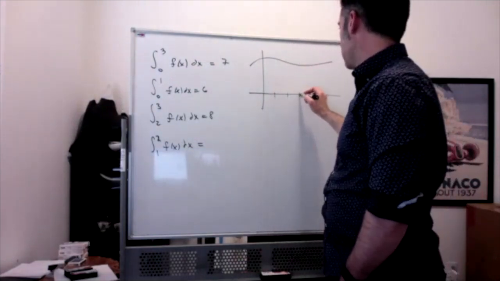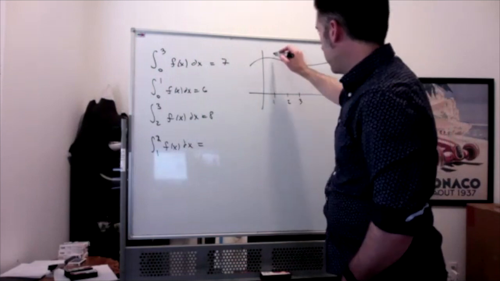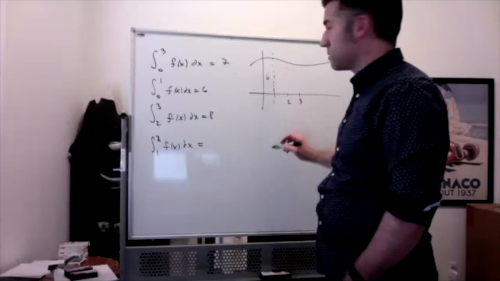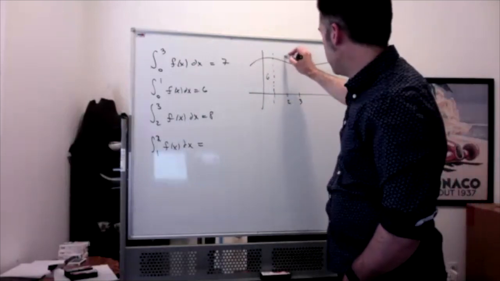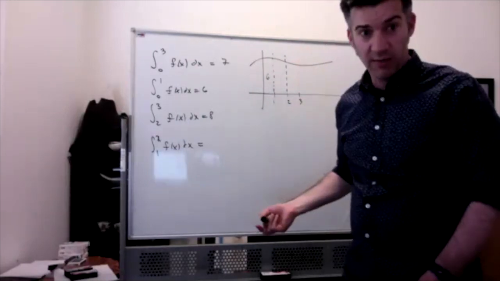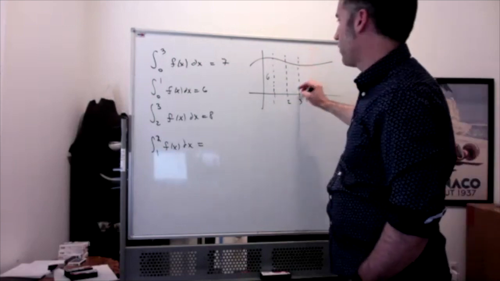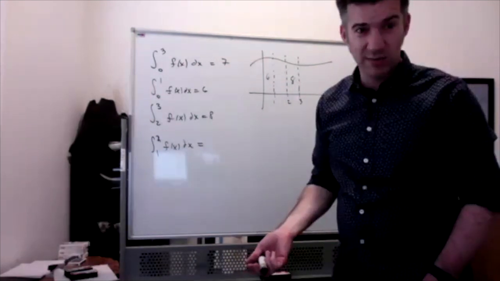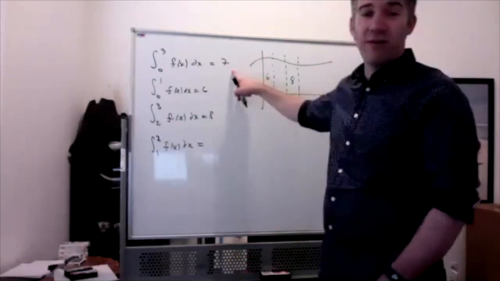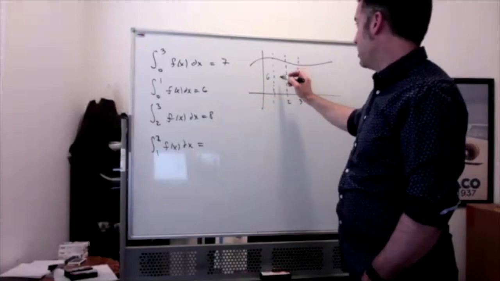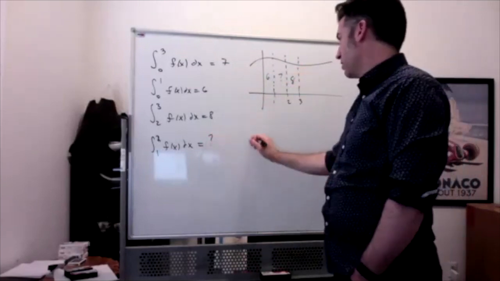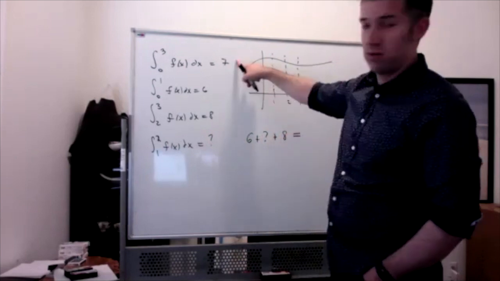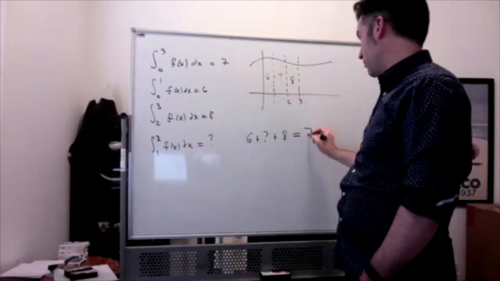One, two, three. So I know that this bit here from 0 to 1 is 6. And this bit here from 1 to 2 is what I'm trying to find. I know that this bit here from 2 to 3 is 8. And I know that the total area is 14. I mean, sorry, 14, holy. Total area is 7. So I know that this is what I'm trying to find. 6 plus question mark plus 8 should equal the total area under the curve, which is 7.